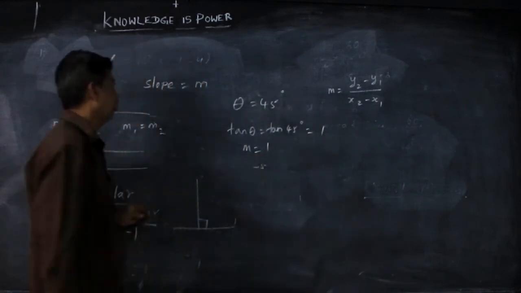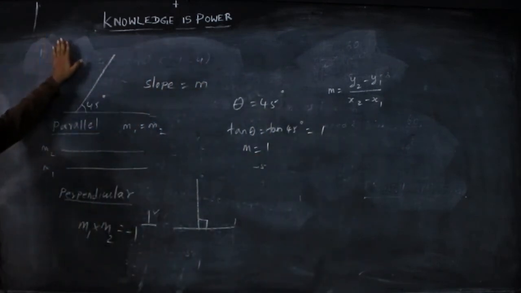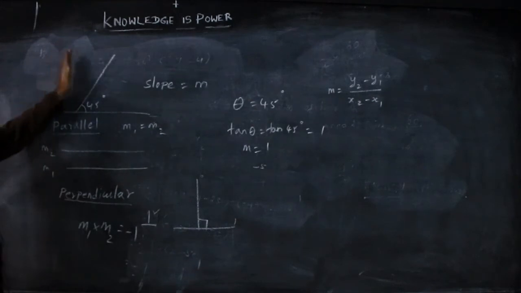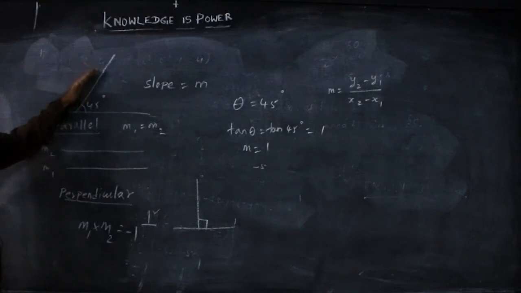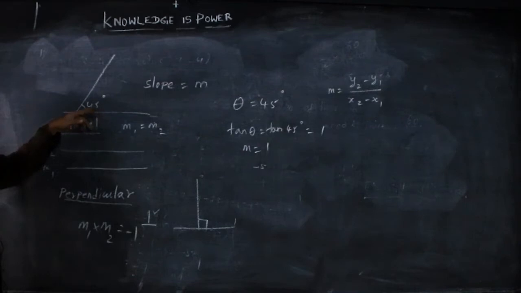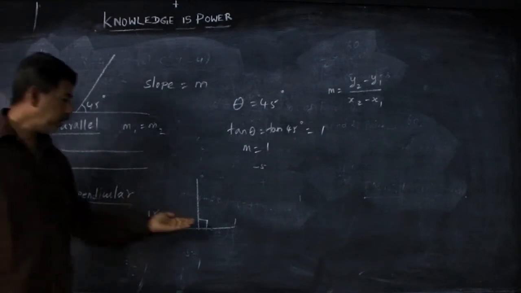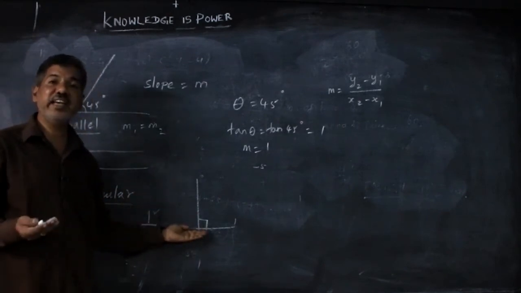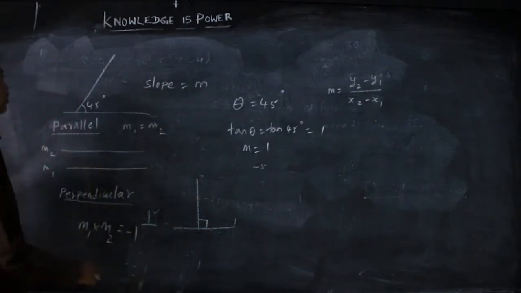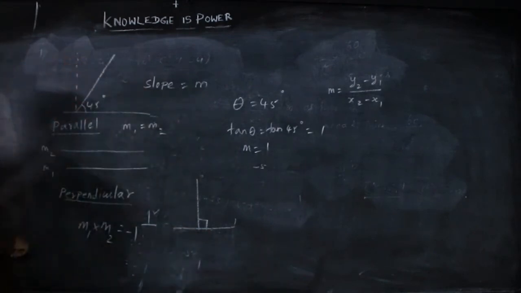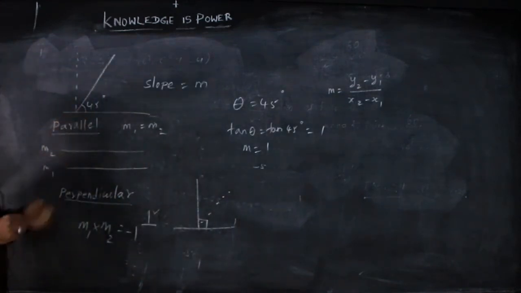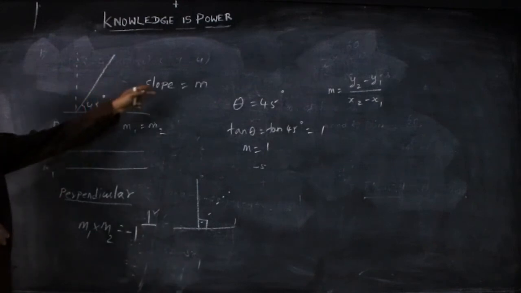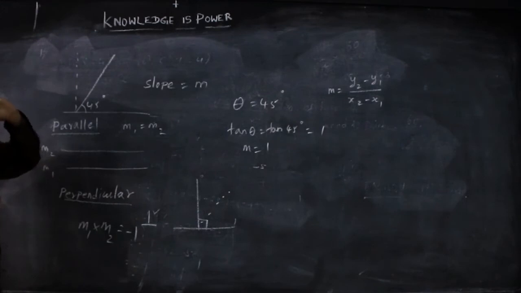So once again I give the introduction. See, the angle of inclination. Inclination means slant. Slope: how much is it inclined? So according to this diagram, it is inclined at 45 degrees. According to this one, the angle of inclination is 90 degrees. So depending upon the value, the slope will be made. And the slope is written as the letter m.